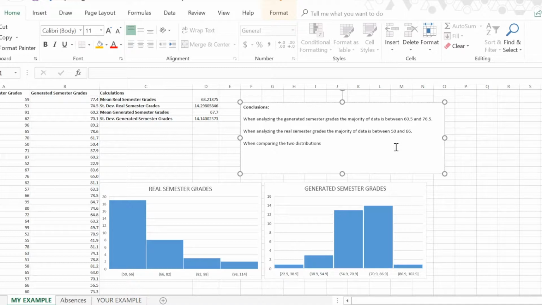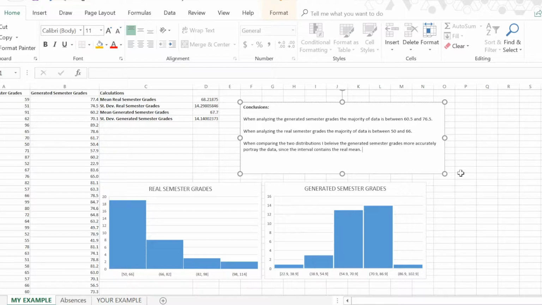So when comparing the two distributions, I believe the generated semester grades more accurately portray the data since the interval contains the real mean.